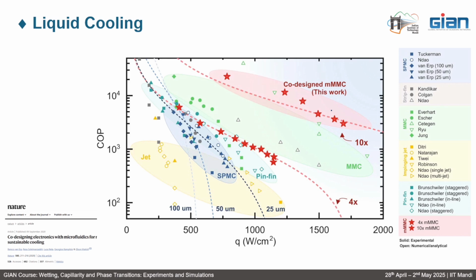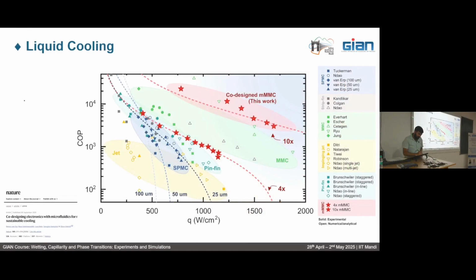They have got a COP of nearly 10 raised to the power 4. COP is defined as the desired output upon the input. Input is just the pumping power which they are giving, and output is the heating, the thermals which they are getting, and they are able to manage a heat flux of around 1700 watt per centimeter square. This much they are able to manage through just this system.